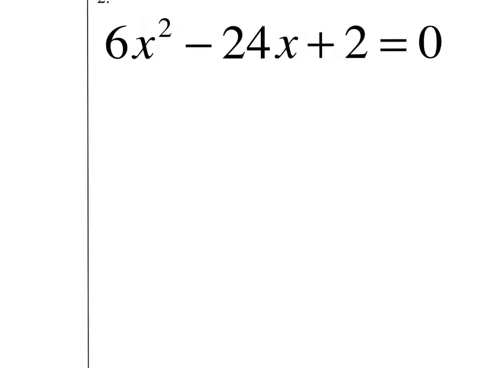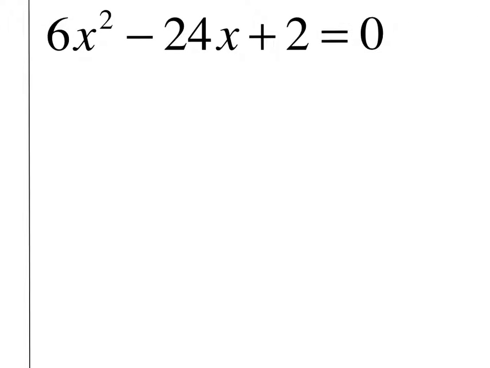Next problem. 6x squared minus 24x plus 2. Again, I'm going to subtract 2 from both sides and then divide by 6. That leaves me with x squared minus 4x is equal to 1/3. Split up my middle number. So we get x squared minus 2x is equal to 1/3.